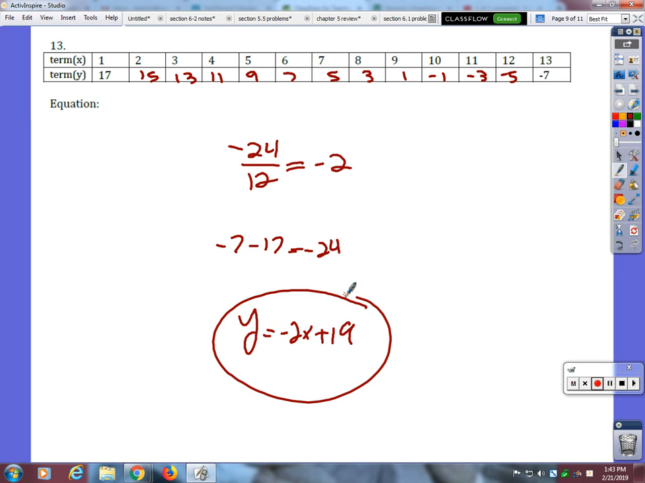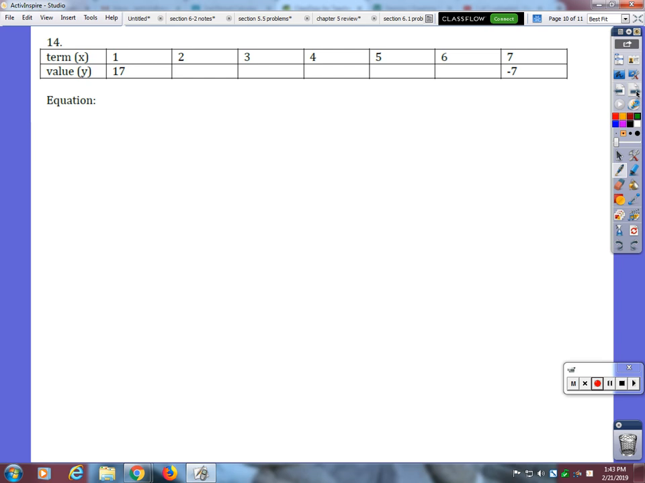All right, and then the last one of these. I'm just trying to get this wrapped up before we leave. How many steps does this one take? 6. So if I go negative 24 divided by 6, that's negative 4. So 13, 9, 5, 1, negative 3. So what's the equation, Matthew?